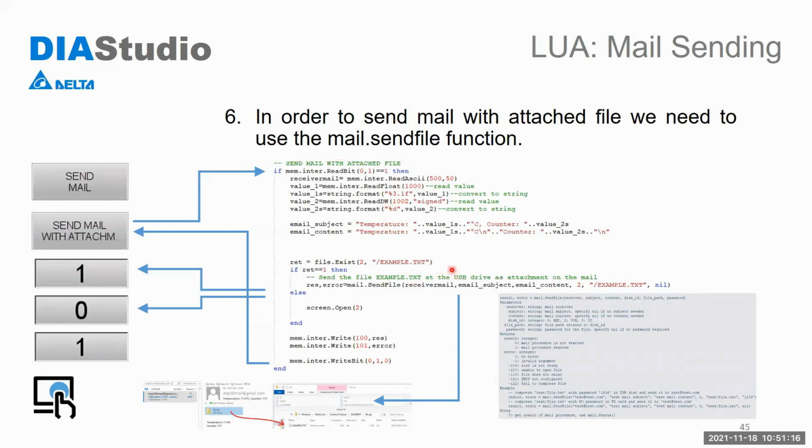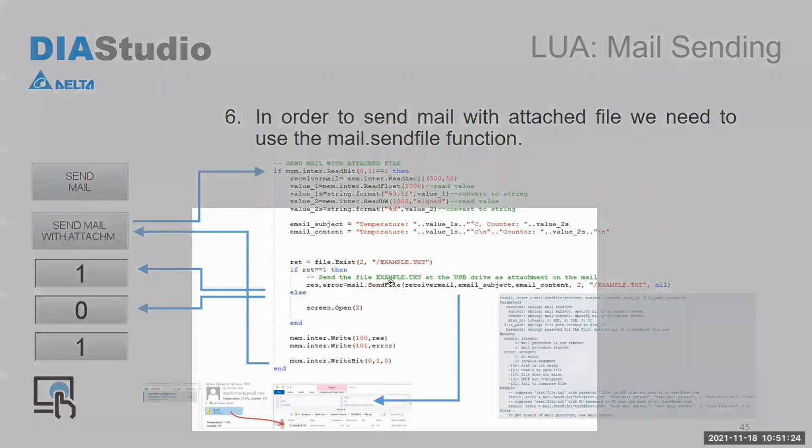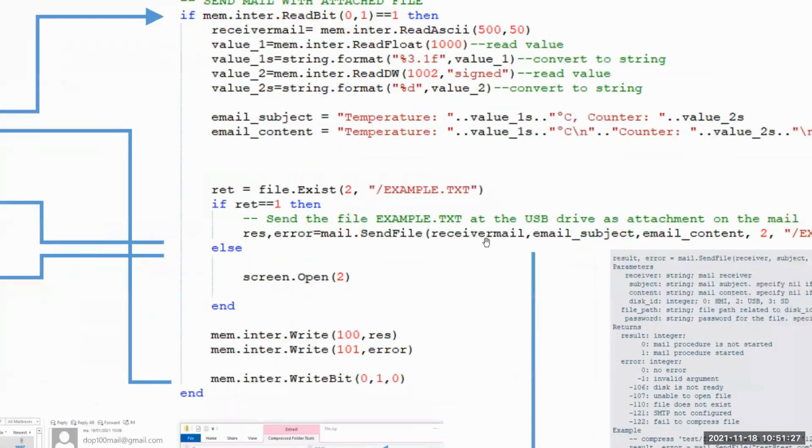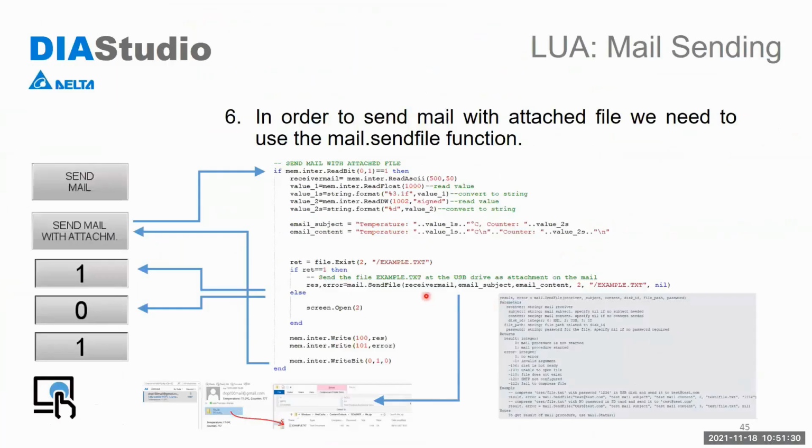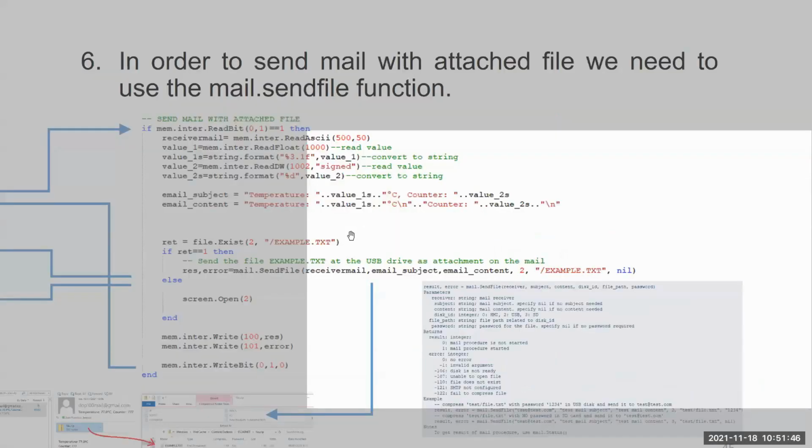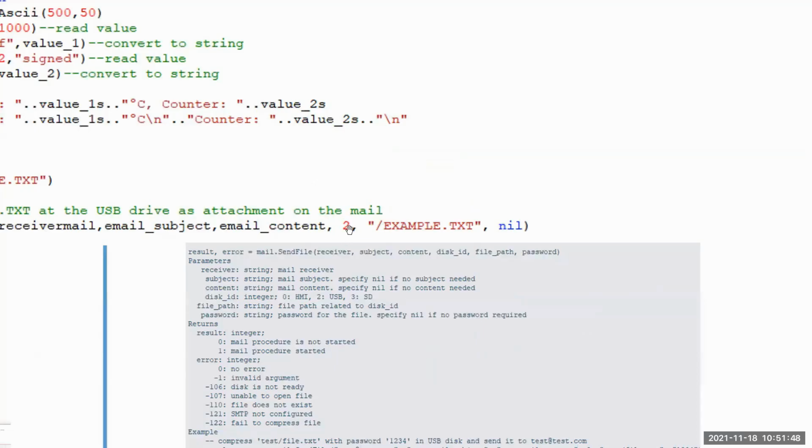In this case, it's exactly the same, but instead of mail.send, you need to use mail.sendfile. Again, it's very similar: the receiver mail, email subject, email content. So up to here, exactly the same. But we need, of course, to add information on which file we want to share. In this case, I fixed it that the file will be on the USB, and the file will be this one, the example.txt, that I showed you, which I already have on my USB.